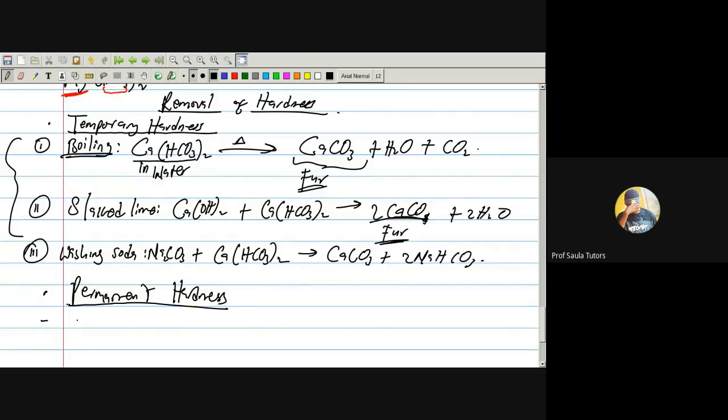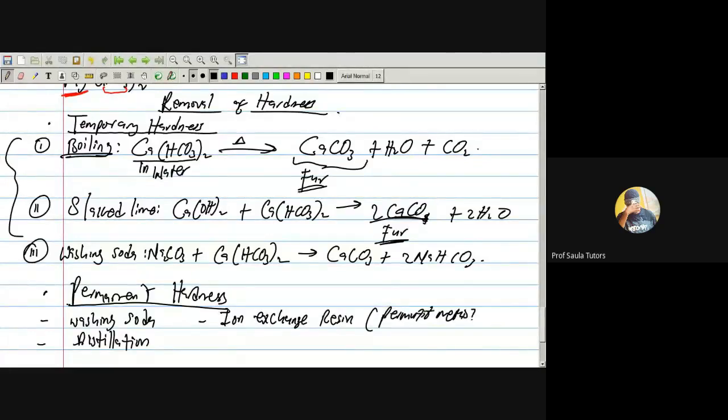Also, washing soda can remove permanent hardness. Also, distillation can remove permanent hardness. Also, using what we call ion exchange resin. Just to know, it's like this. Another word for this is the Permutit method. This method can remove permanent hardness.